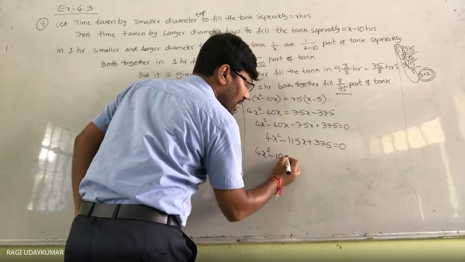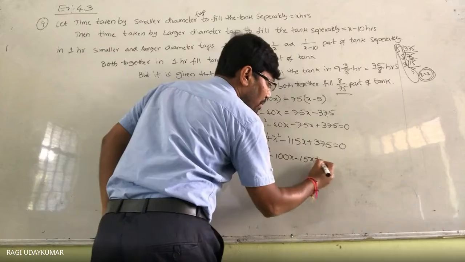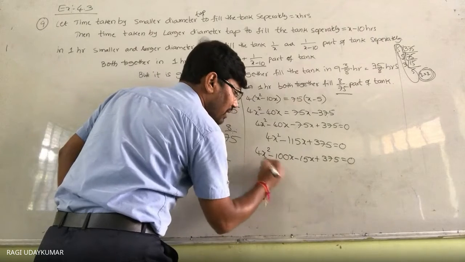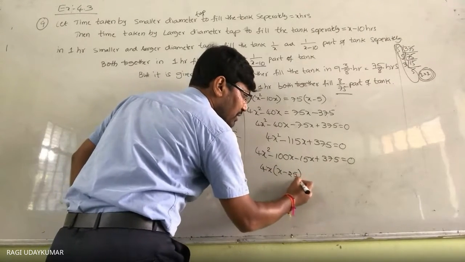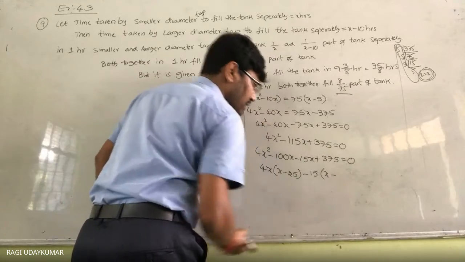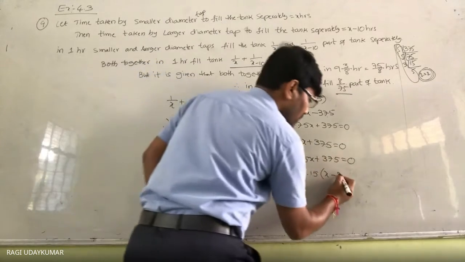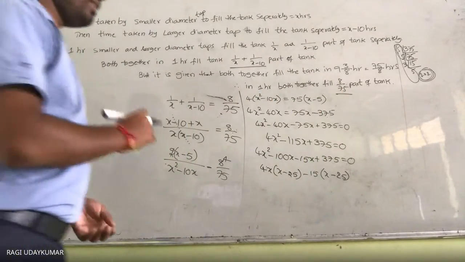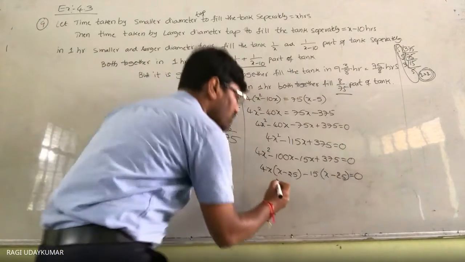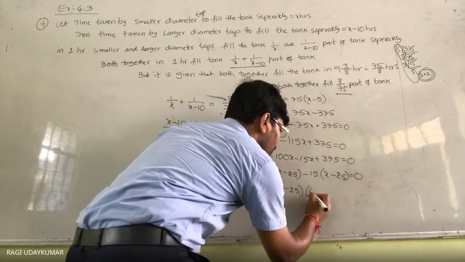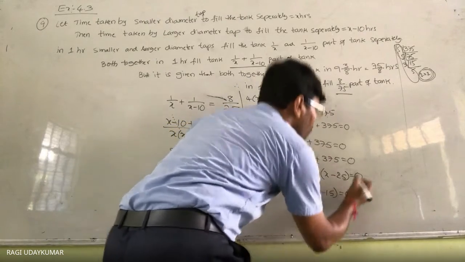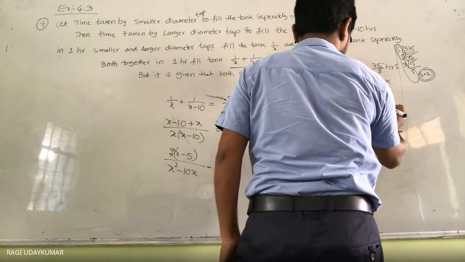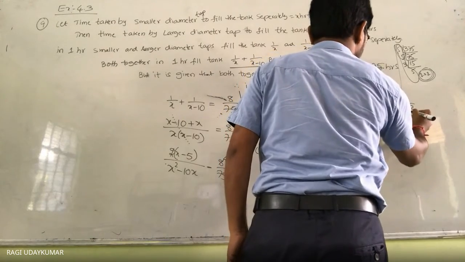So 4x square minus 115x plus 375 is equal to 0. From this, take 4x common. See how simple it becomes when you try for the factorization. Minus 15x minus 25 into 15 is, yes, 25 into 15 is 375, right? So what do you get here? x minus 25 and 4x minus 15 is equal to 0. From this, what are you going to get here? x is equal to 25 or x is equal to 15 by 4 hours.